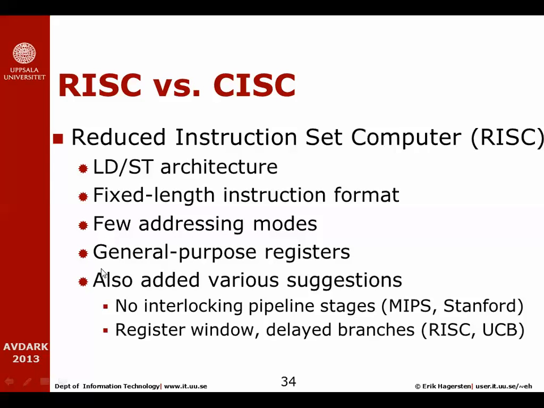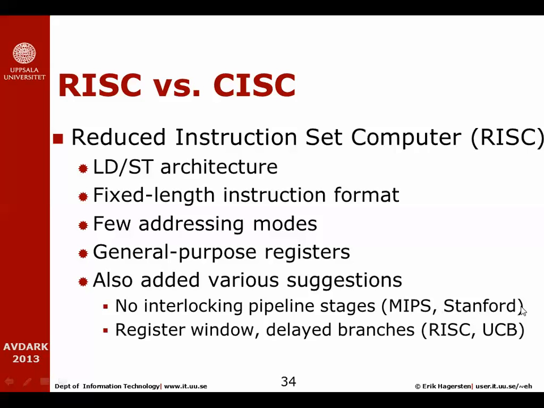You have general purpose registers. This is in contrast to CISC, where some registers had special semantic meanings in some instructions. Here, all the registers are the same, and you explicitly have to name which register you are referring to. The authors of the book also added quite a lot of other suggestions that we're going to talk about. One is interlocking pipeline stages. MIPS stands for microprocessor without interlocking pipeline stages. We're going to talk about that in a little while.